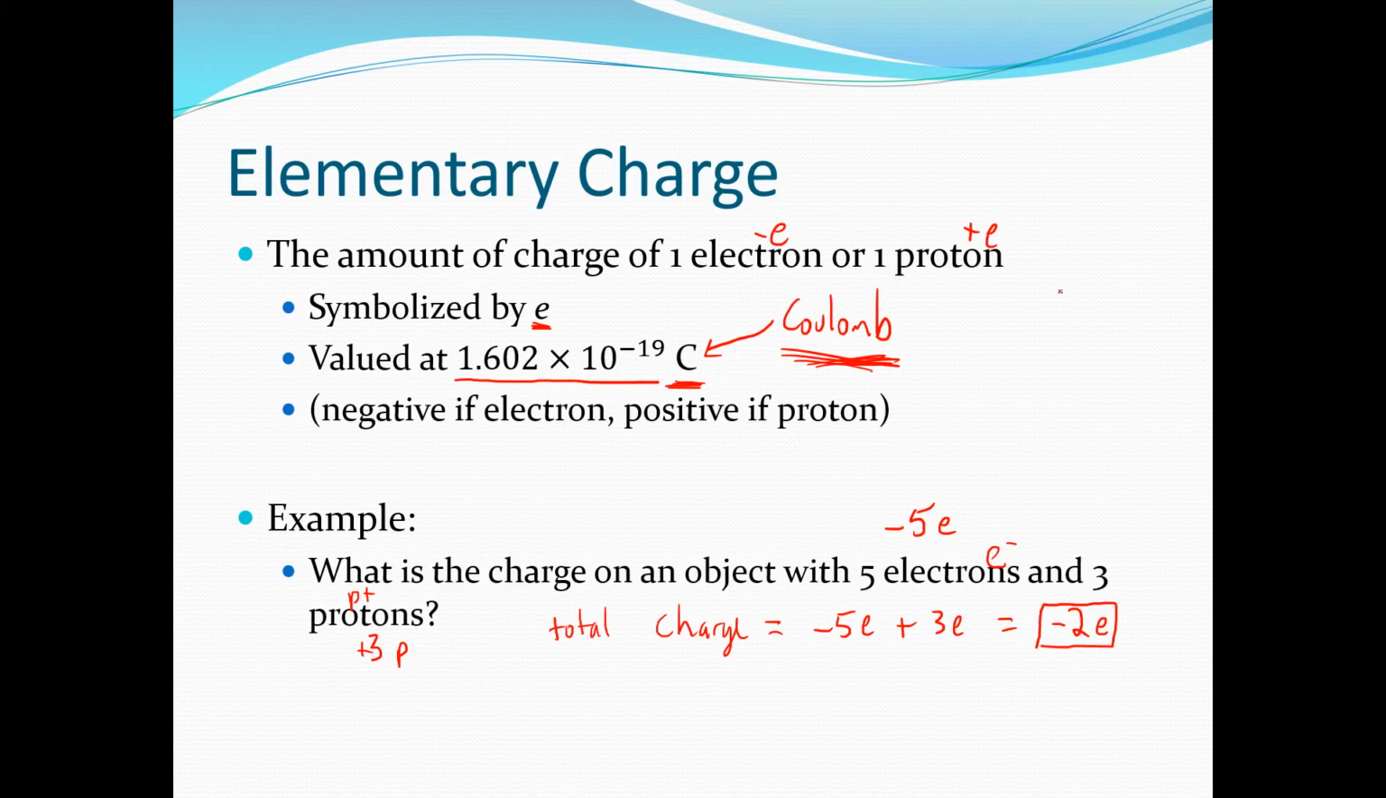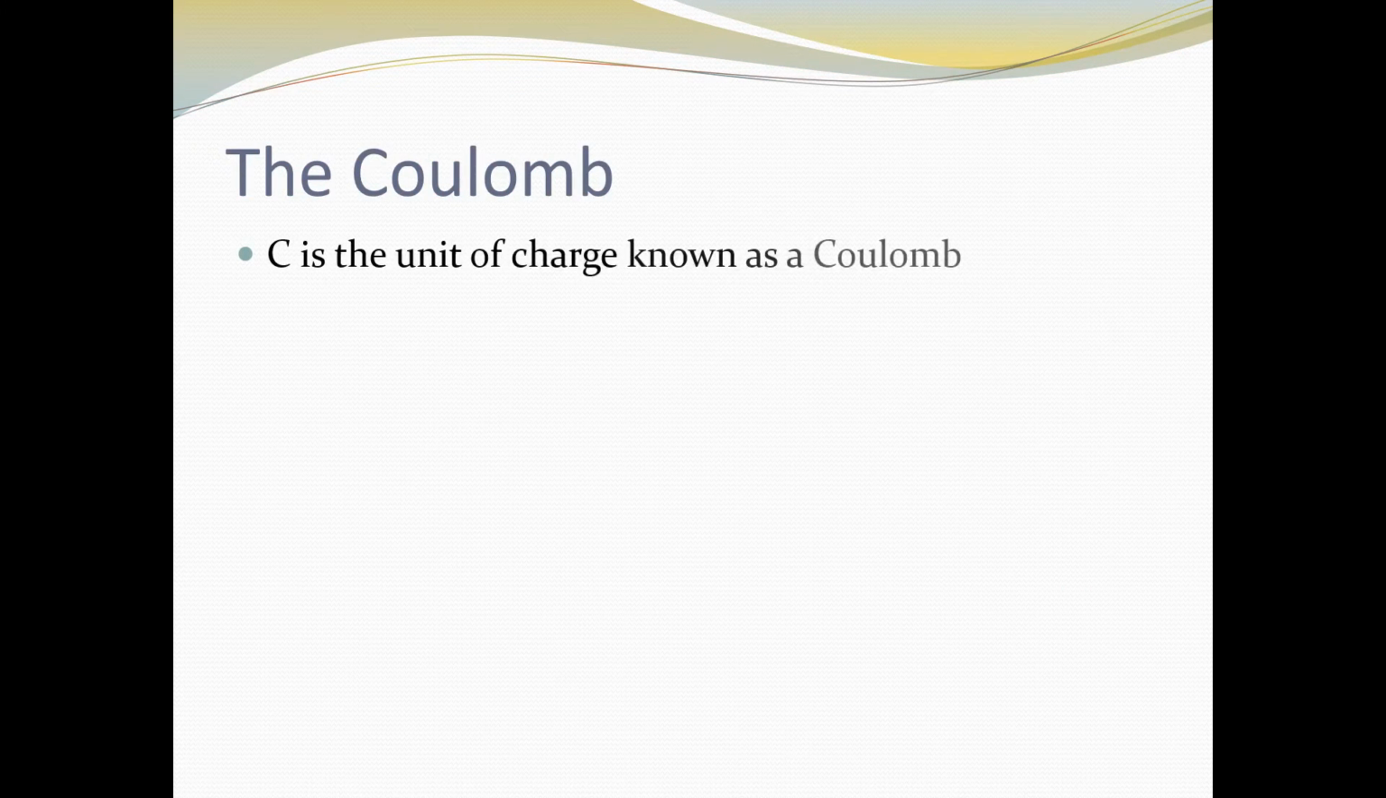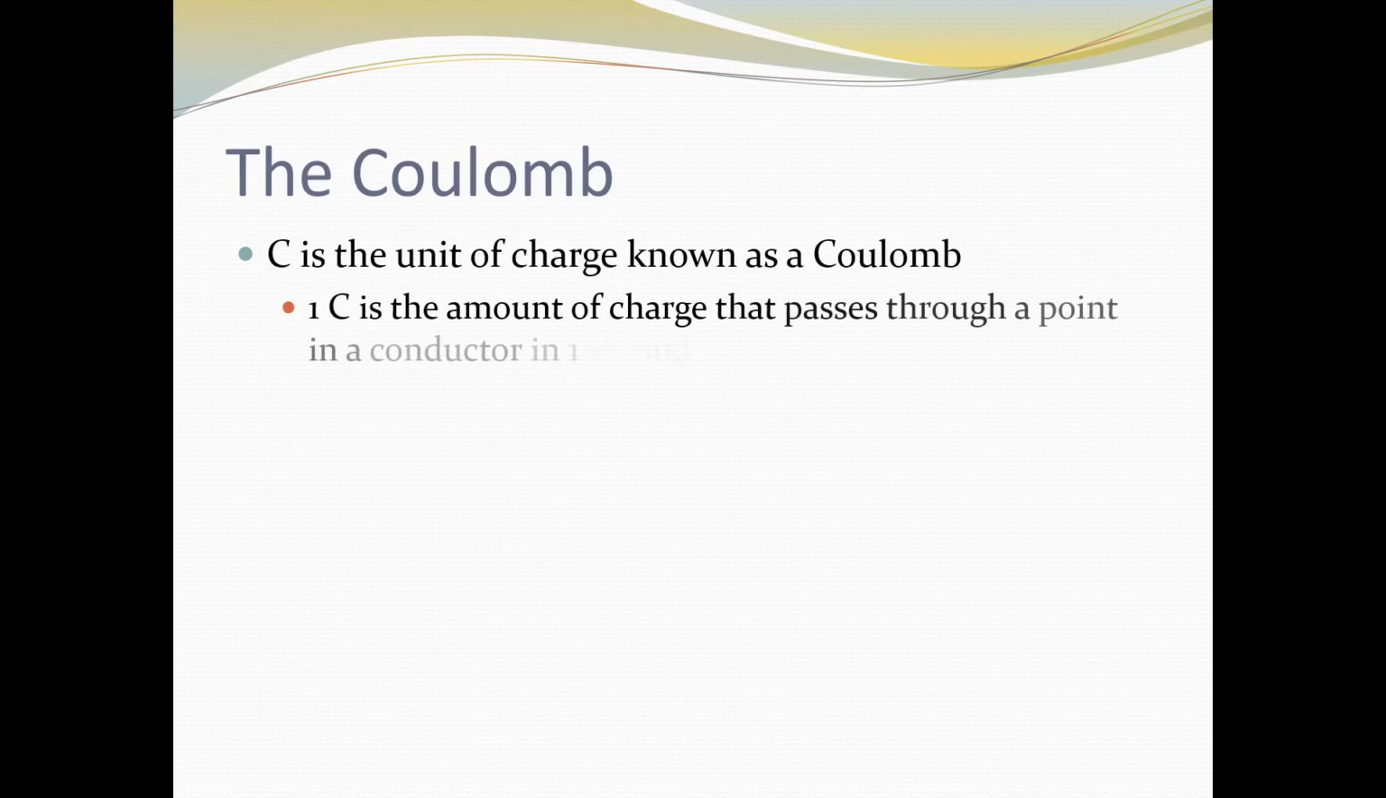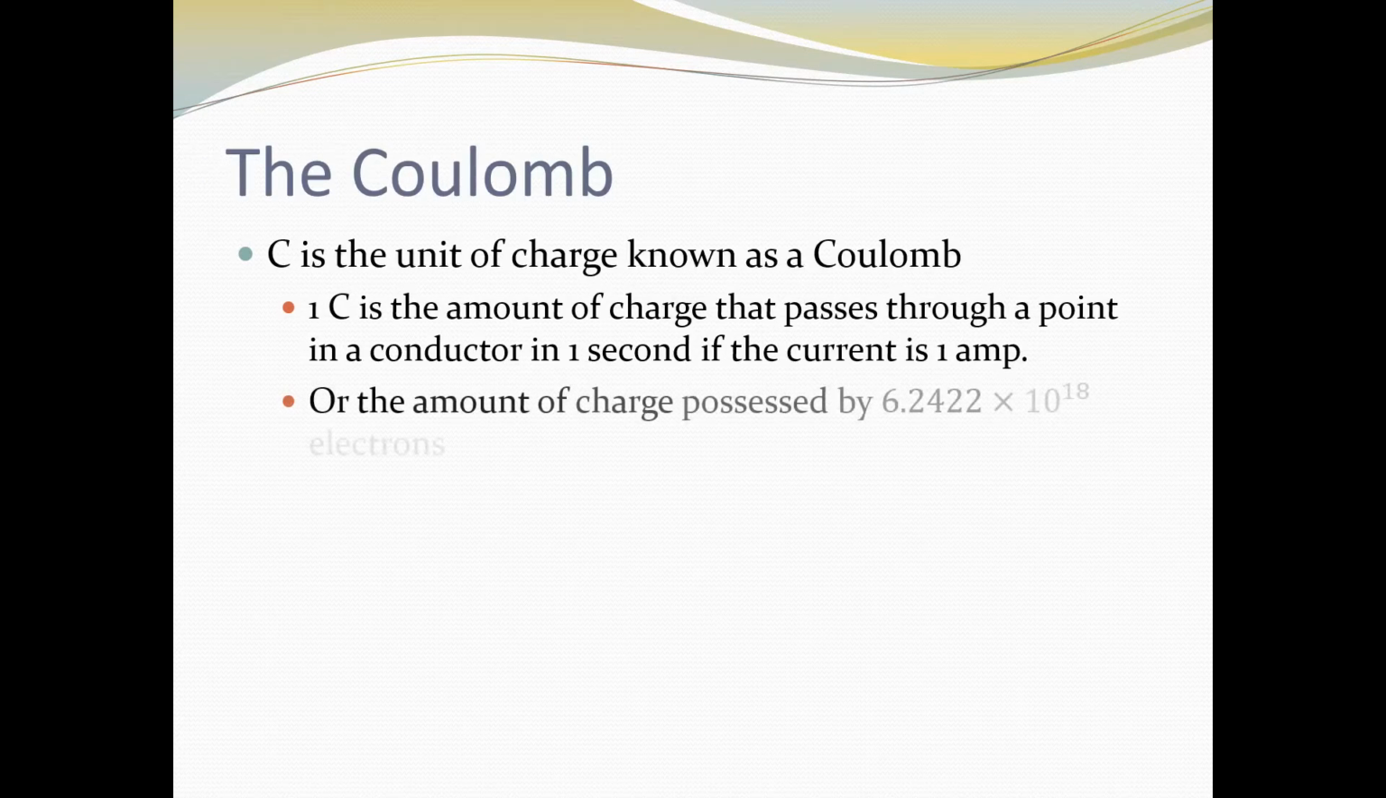The Coulomb is our unit of charge, and we define 1 Coulomb as the amount of charge that passes through a point in a conductor in 1 second if the current is 1 amp. So if we have a 1 amp current passing through a conductor, we can count the charge it creates after 1 second, and that's 1 Coulomb.